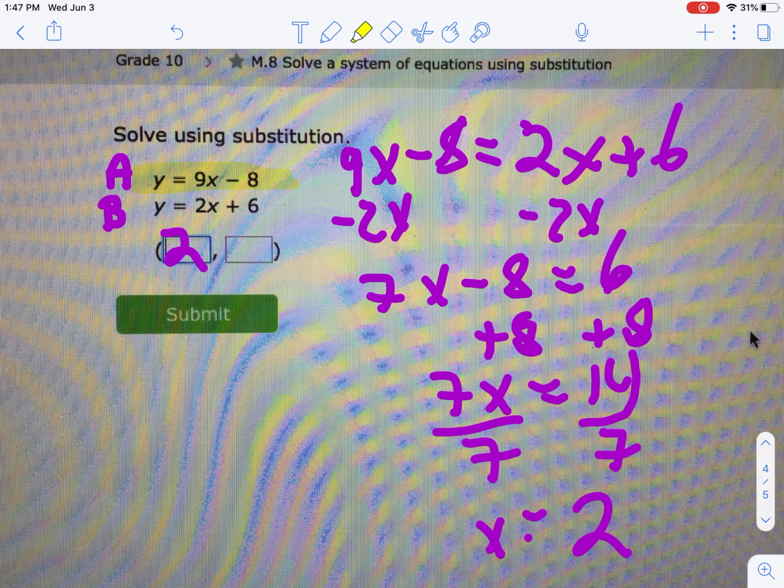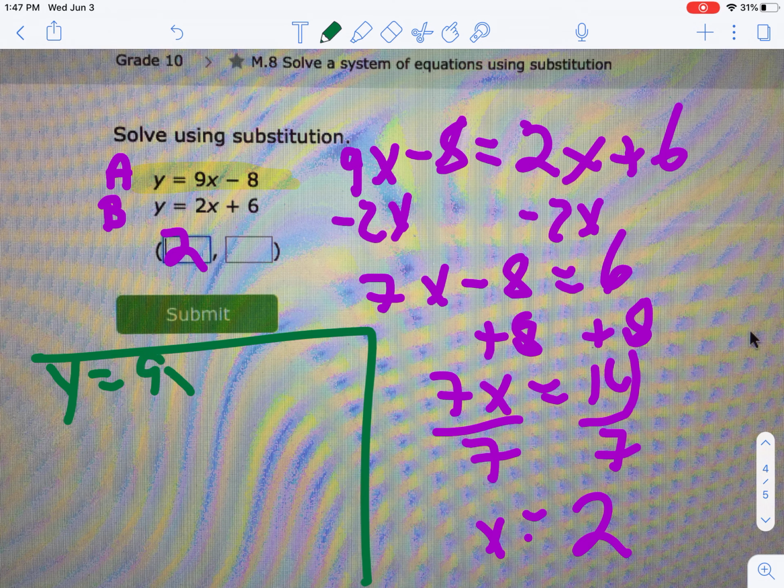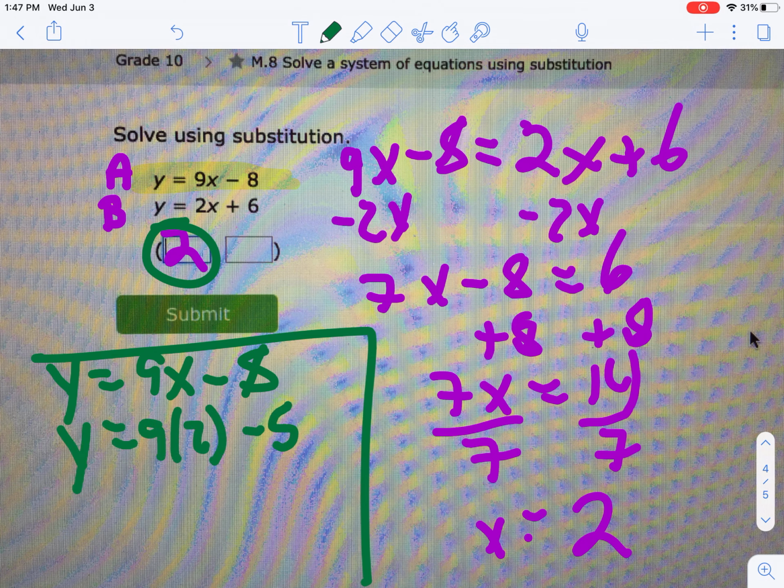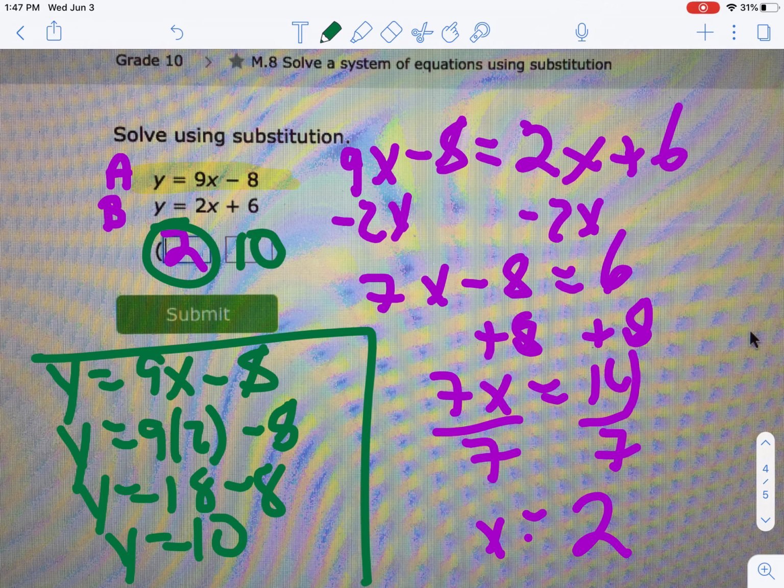So equation A is y equals, let's do it here so we can see everything all in the same place. We have y equals 9x minus 8. We know x is 2, so we have y equals 9 times 2 minus 8. y equals 18 minus 8. y equals 10. So our solution is at 2 and 10.